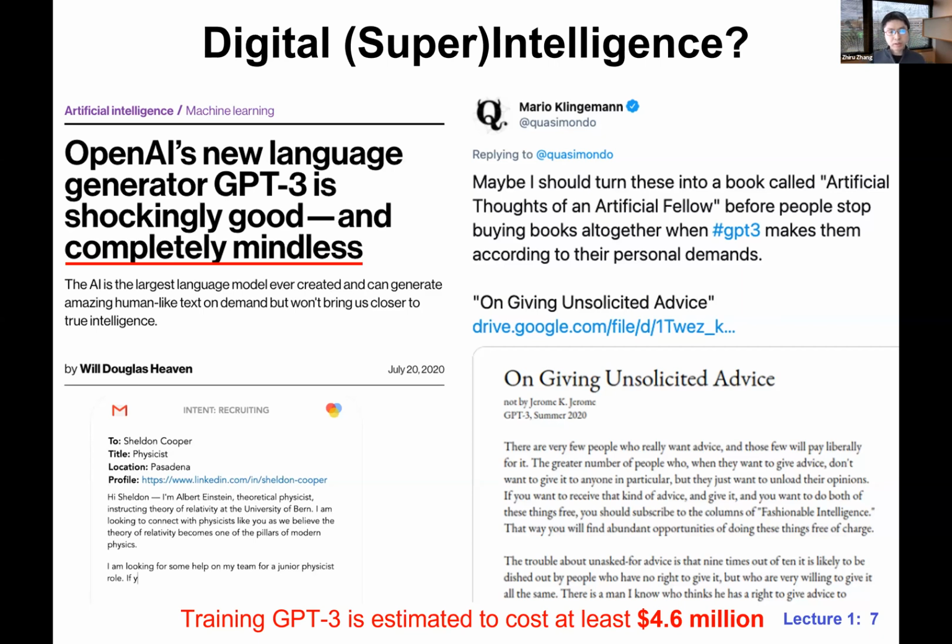Actually, how to reduce this cost, how to make these AI models a lot more efficient, is also a very active research area, something that even my research group is looking at. So hopefully, you're now interested enough to learn more about digital computers.